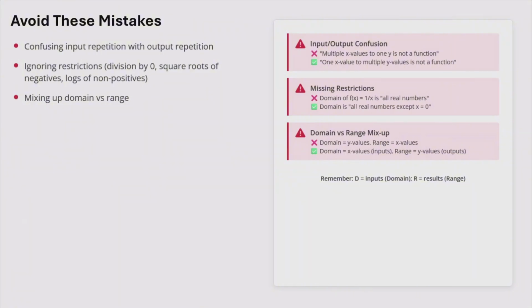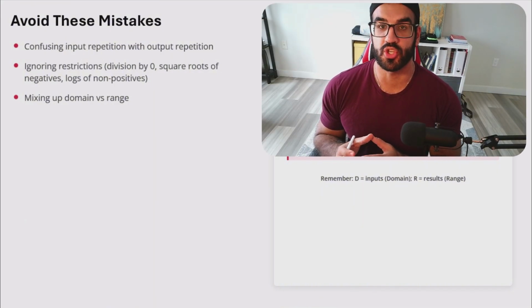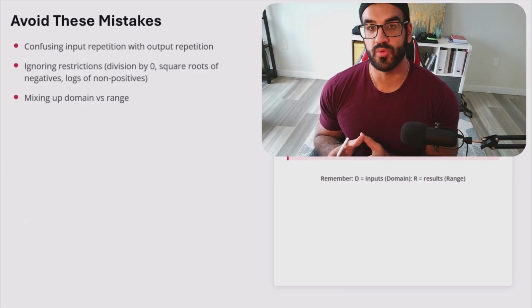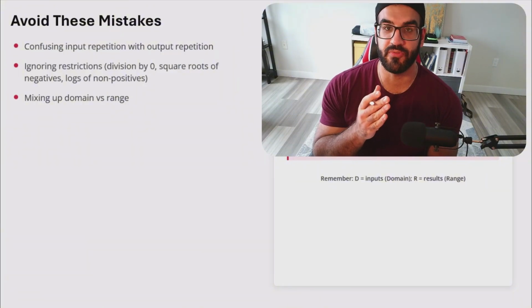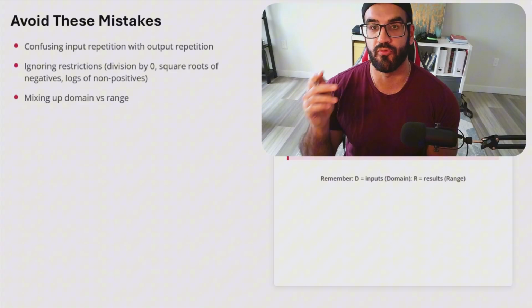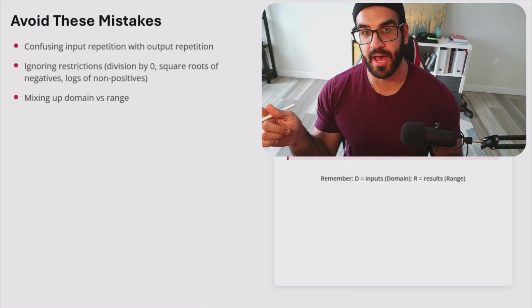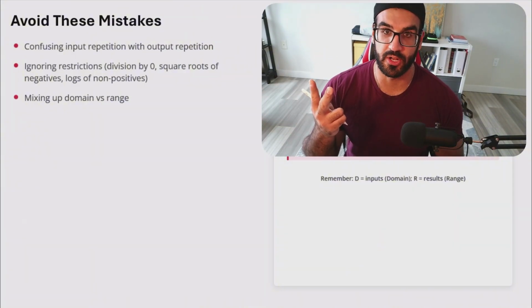So we do have a couple of mistakes that you have to make sure you're not going to make. The very first thing is that sometimes you're going to confuse input repetition with output repetition. Again, I told you, when we are talking about a function, the only time that we can consider a relation as a function is when each specific input is aligned to a specific output. For each input, you should have one output, but it doesn't mean that for one output you cannot have two inputs.